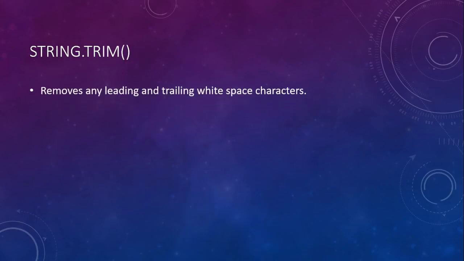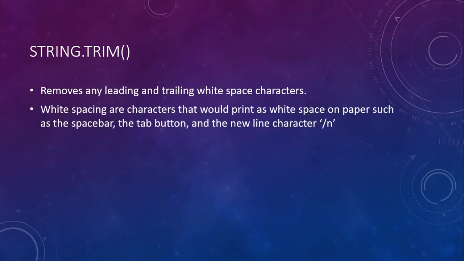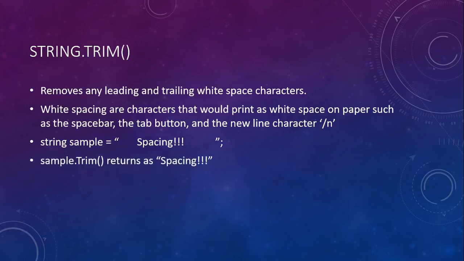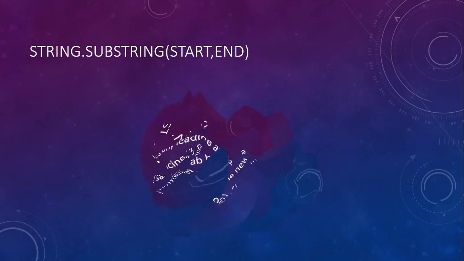Now, string.Trim removes any leading or trailing whitespace characters. Whitespace characters are characters that would print as whitespace on paper, such as anything from your spacebar, the tab button, and even the newline character, which is the equivalent of hitting Enter on your keyboard. So here's a quick example. I have string sample equal to "spacing" with a lot of space around it. And if I do sample.Trim(), that's going to return "spacing".